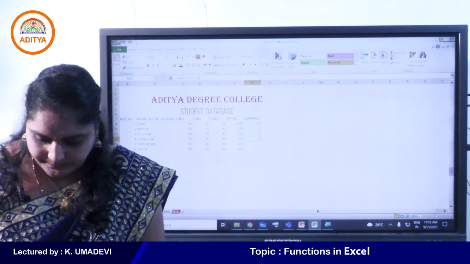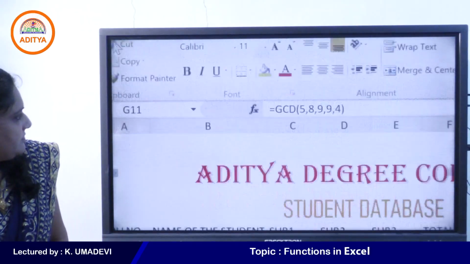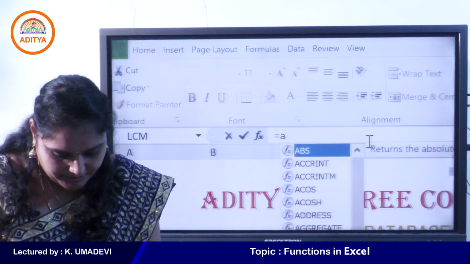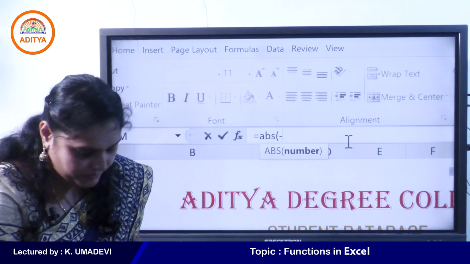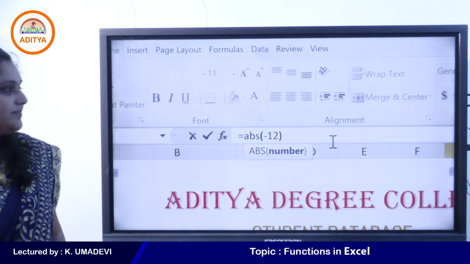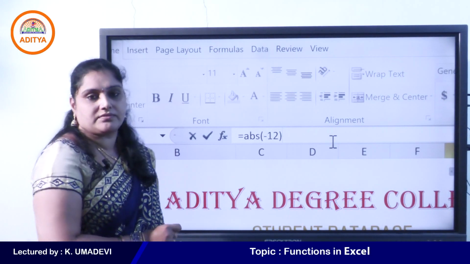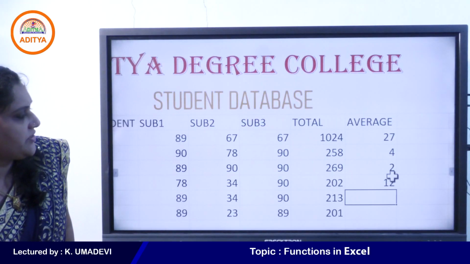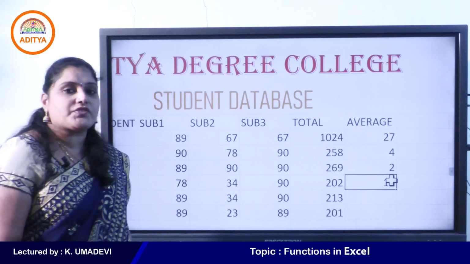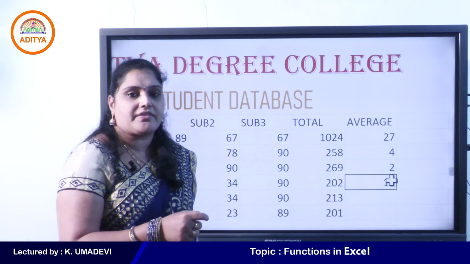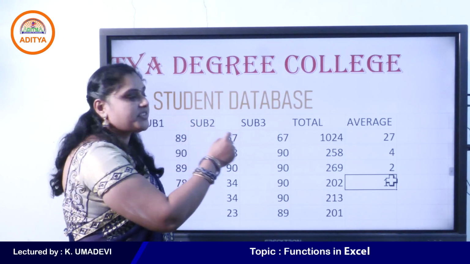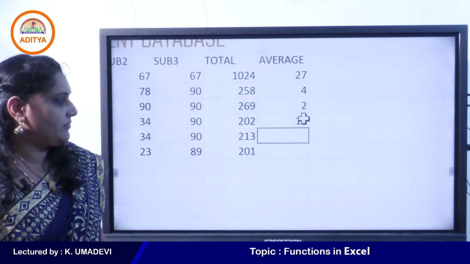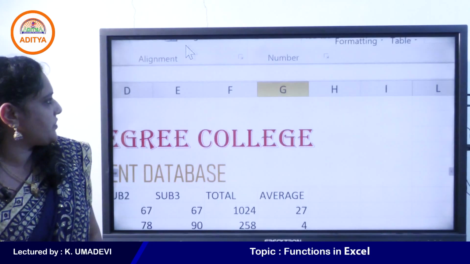For example, here is equal to ABS of minus 12. ABS of minus 12 and press enter. So what is the result? See, it returns 12. ABS stands for absolute, it always returns the absolute value, that is, it always returns the positive value. Clear, students? What is the next one? Fact. Okay, first I will show you how to use RAND.